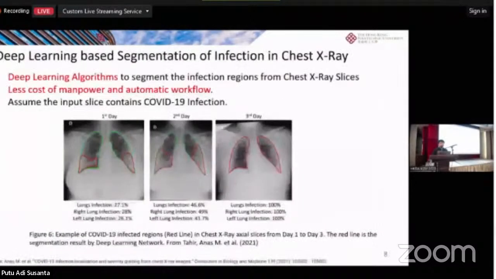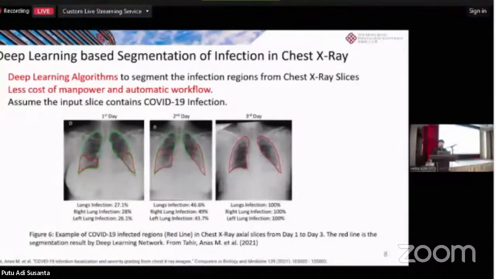Therefore, various deep learning algorithms that segment the infection regions from chest X-ray slides have been proposed. With less manpower cost and an automatic workflow, these works have made rapid progress in COVID-19 diagnosis assistance and other applications.